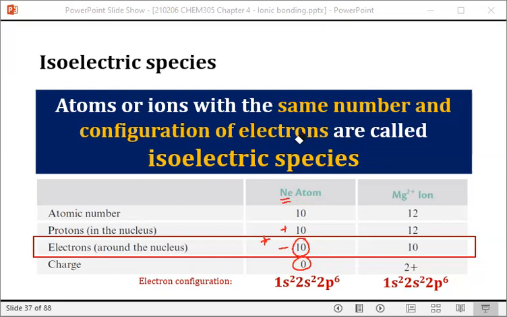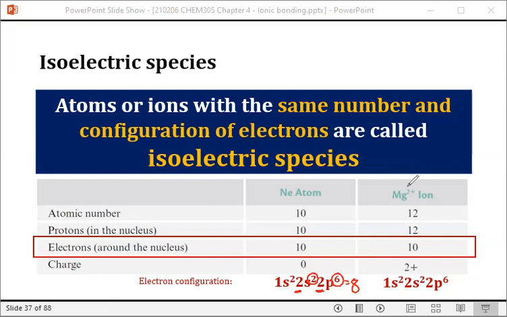The electron configuration for neon is 1s2, 2s2, 2p6. So it has 8 valence electrons in its highest energy shell. Its highest energy shell is the n = 2 level, and there's 8 electrons there. 2 + 6 = 8 valence electrons.